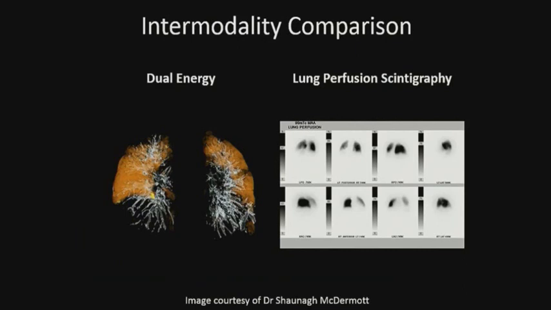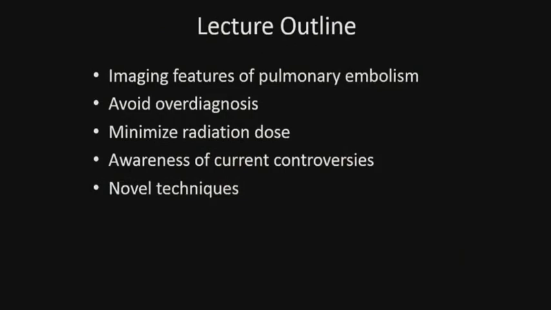This composite image of the angiographic CT plus the iodine map beautifully depicts the extent of vascular occlusion. And it is possible, although it remains to be seen, that such images may obviate the need for perfusion scintigraphy in the future.